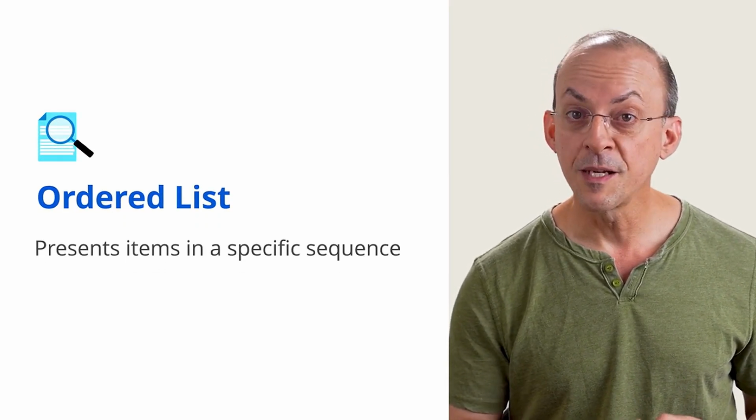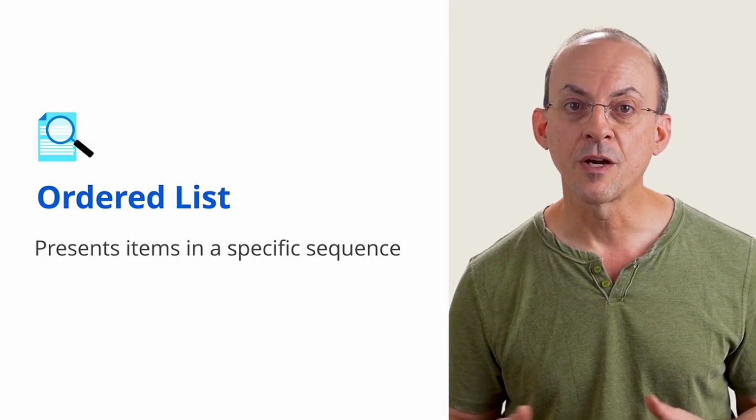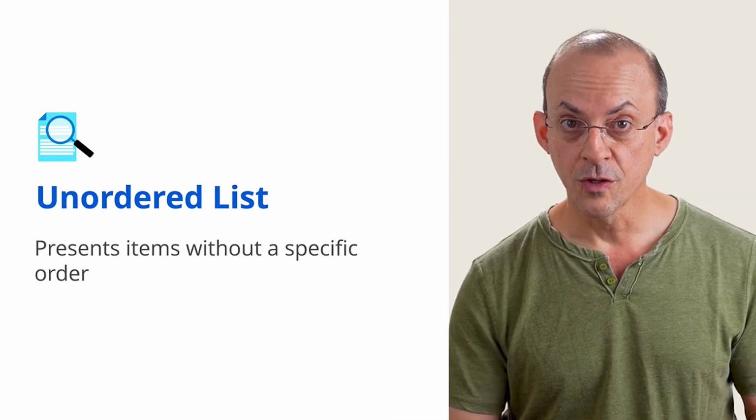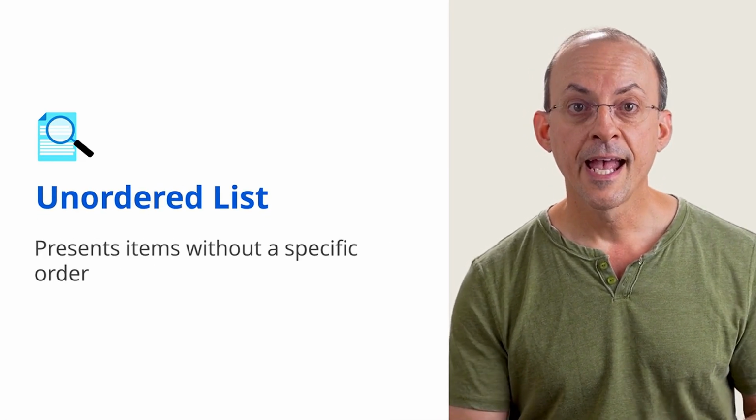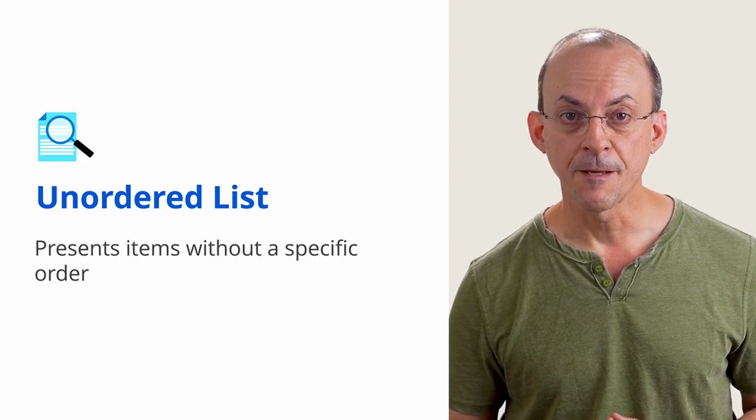This is perfect when you need to present steps or items in a specific sequence. Think of a recipe where each step needs to be followed in order. On the other hand, an unordered list is also known as a bullet list, and it's great for when the order doesn't matter, like listing ingredients for that same recipe.